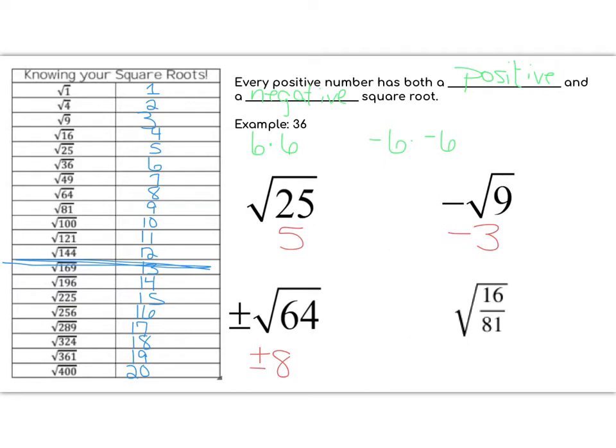It's also important to note that you can take the square root of fractions. So if I have the square root of 16 over 81, I can do the square root of 16 over the square root of 81. The square root of 16 is 4. Notice I want the positive square root because there's no symbol written in front. And the square root of 81 is 9. And you can check that 4 ninths times 4 ninths equals 16 over 81.